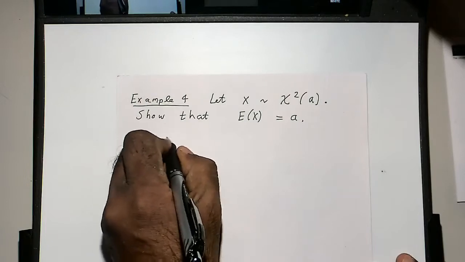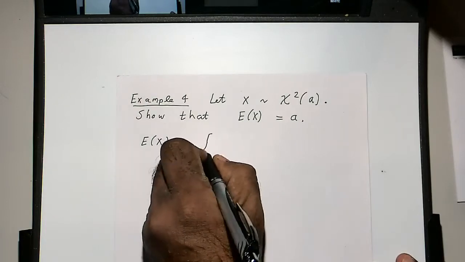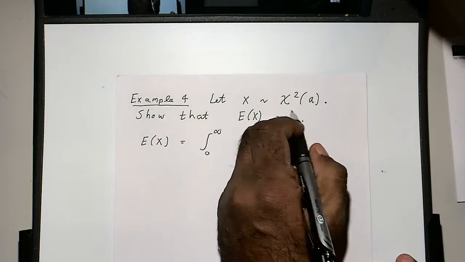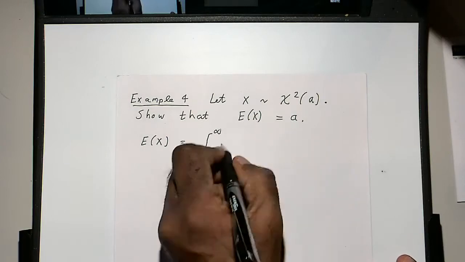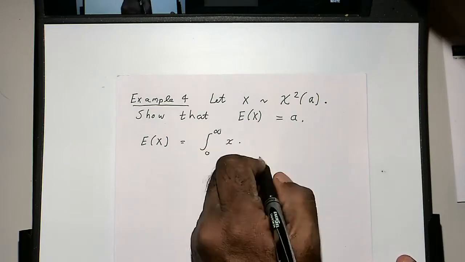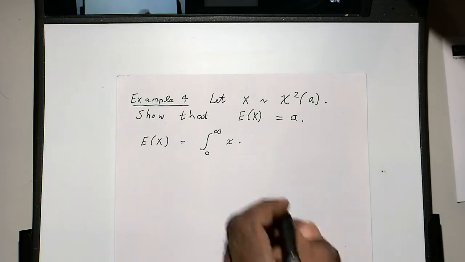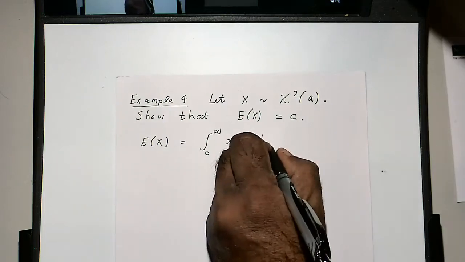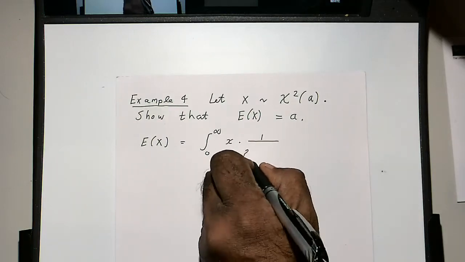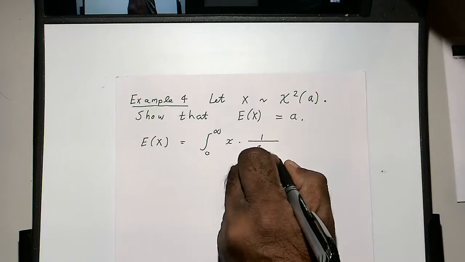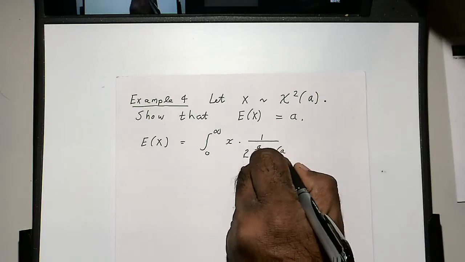Remember, the expected value is defined, because this is a continuous distribution, as the integral of x times the density function. So for the density function, this is the density function of chi-squared, right? So it's 1 divided by 2 to the power a over 2 times the gamma function.